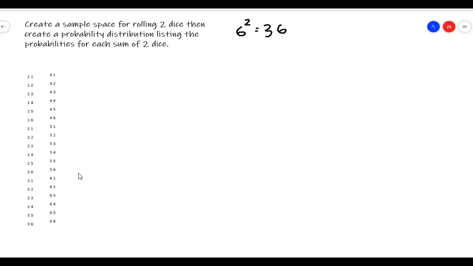They talk about it when we're flipping coins. They're talking about it when we're having children, as far as boys and girls. So this is what the sample space looks like here. Now, what I want to do is I want to create a probability distribution for the sum that you can get on 2 dice.